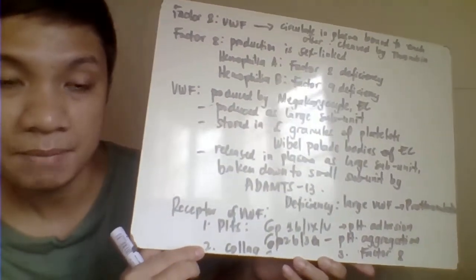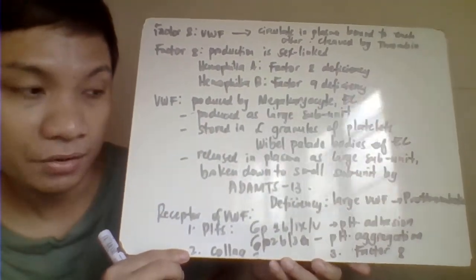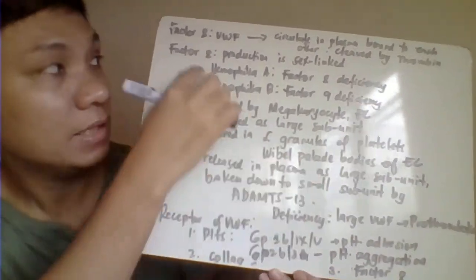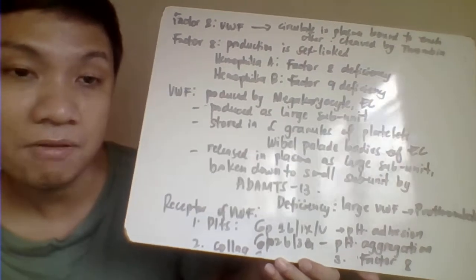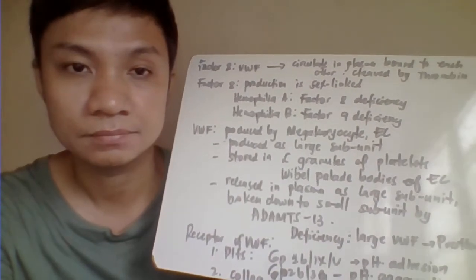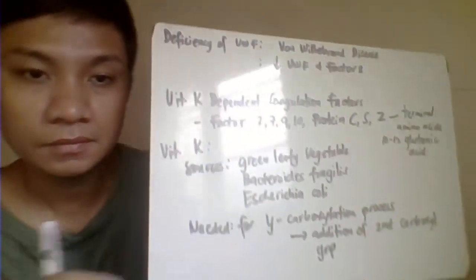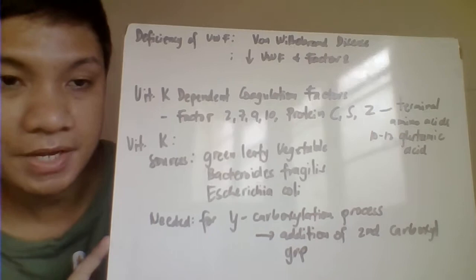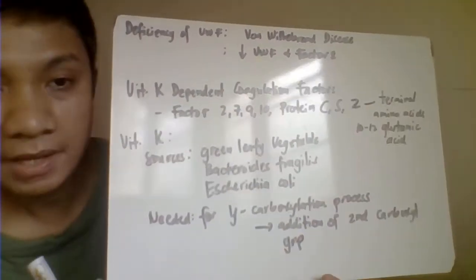Another one, may receptor din ang ating von Willebrand factor with your collagen. Another one is ito. So eventually, pwede siya mag-bind sa ating factor 8 to form here your factor 8 von Willebrand factor. Okay, deficiency of your von Willebrand factor that's associated to your von Willebrand disease.